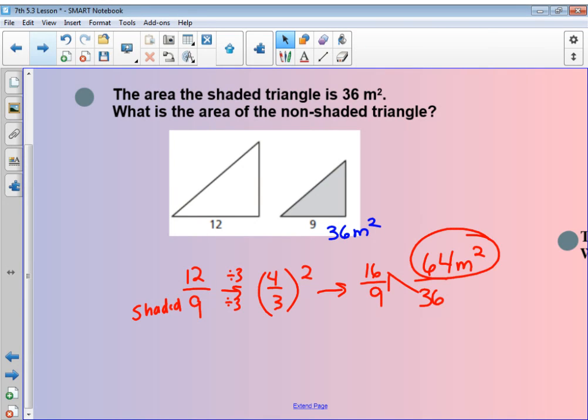You should have gotten 64 meters squared. Key thing out of this whole lesson is making sure that you're matching sides. So make sure that as you set up your proportions that you match like sides, either on the same level or within the same proportion.